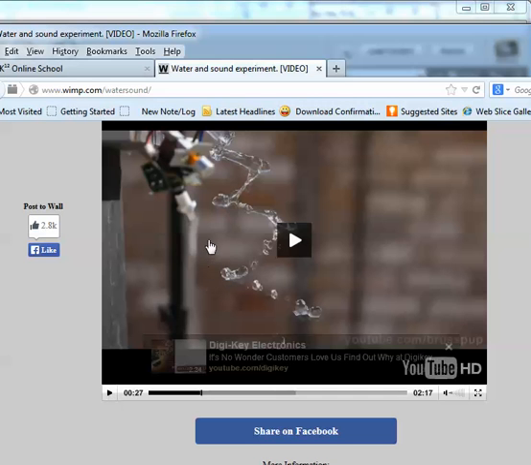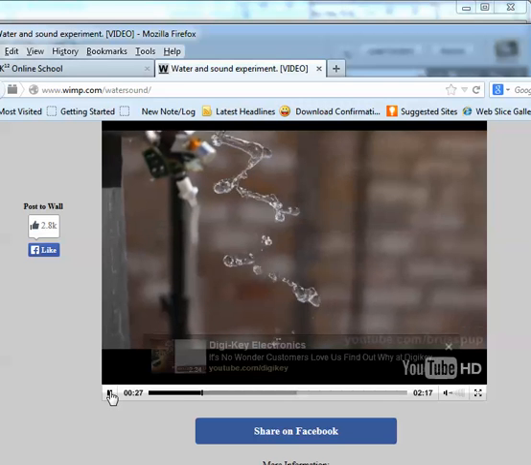Oh my goodness, the sound waves are hitting the water and causing the water to make a sine wave, to show that sine wave. It is amazing that they are able to do that.